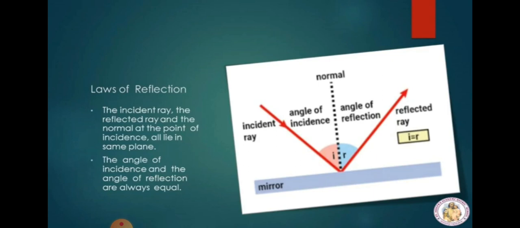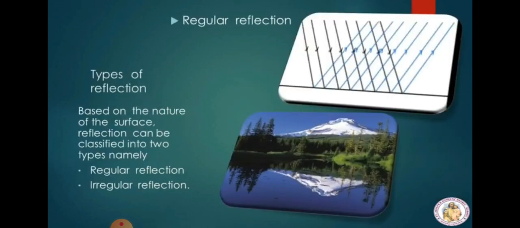The relation between the incident ray, the reflected ray and the normal is given as the law of reflection. So the laws of reflection are as follows. One, the incident ray, the reflected ray and the normal at the point of incidence all lie in the same plane. Next, the angle of incidence and the angle of reflection are always equal. The incident ray, normal and the reflected ray are given in the picture.